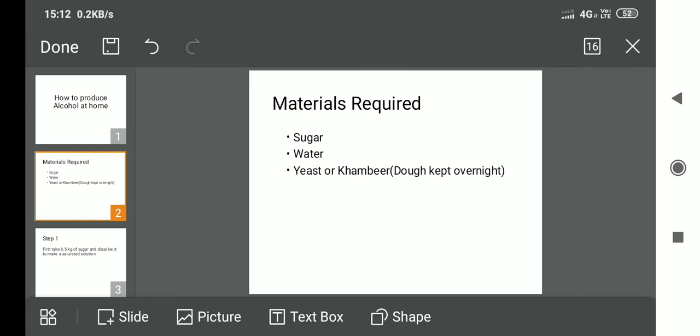So let's come to the materials required. We need sugar, water, and yeast or kambir. Kambir is the dough which is kept overnight in a non-katai shop. There are traditional bread makers in Kashmir, known as non-katais, and the dough they keep for overnight maturing is known as kambir. It is rich in yeast. So if you don't have this kambir, you can purchase yeast from Amazon.com or Amazon.in.